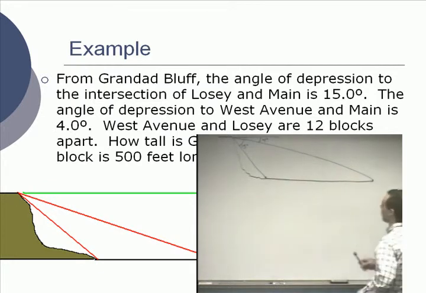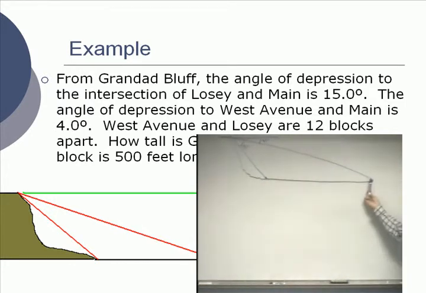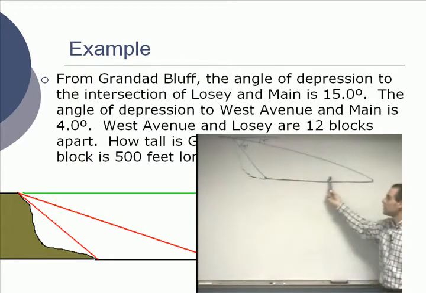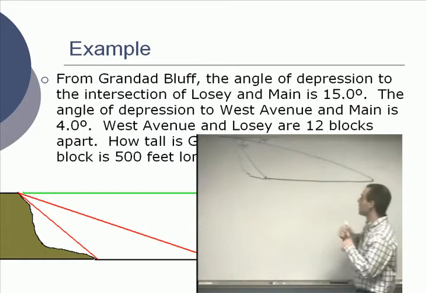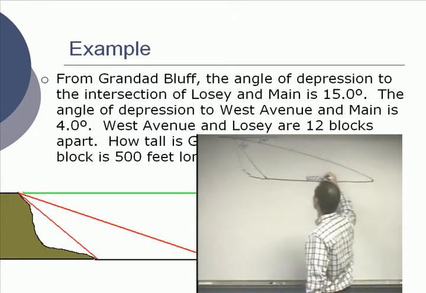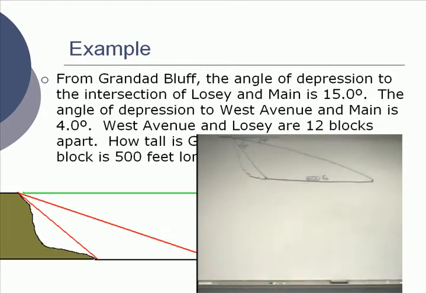So if it's 12 blocks between Losey and West Avenue, what's the distance in feet here got to be? 12 blocks times 500 feet, there will be 6,000 feet. A little over a mile. And the question is, how tall is Grandad Bluff? How far above the street level are you?